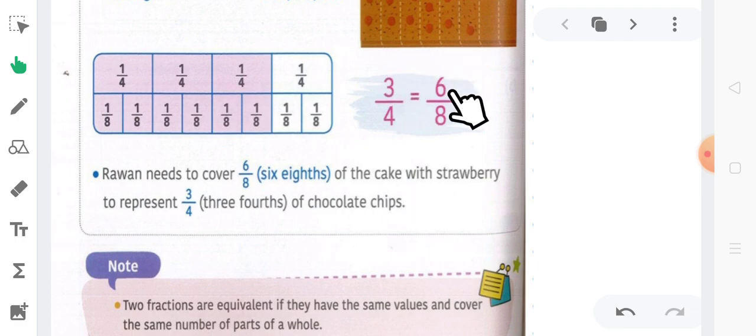3 becomes 6 and 4 becomes 8. Again, to become big, we should multiply up and down the same amount. 3 times what number gives me 6? 3 by 2. And 4 by 2 equals 8. So each quarter is divided into 2 equal parts. Okay, two fractions are equivalent if they have the same value and cover the same number of parts of a whole. Okay, let's see the next.